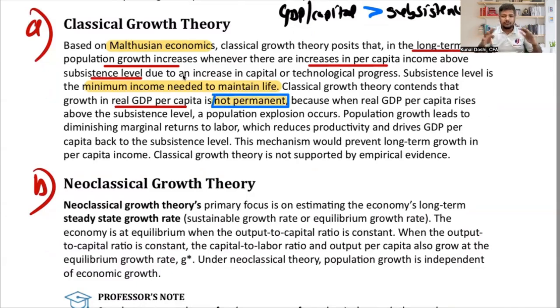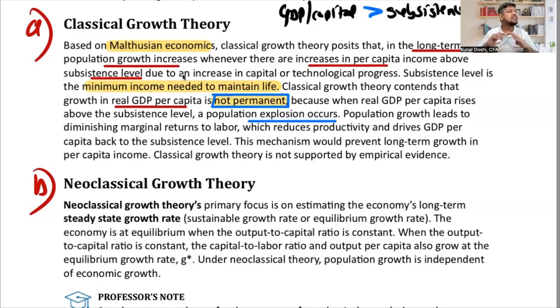Why? Because others will come in, and then the population will increase, and then it will lead to a point where the GDP per capita won't rise because of too much population coming up. So they are saying the GDP per capita growth is not permanent, and the reason is that there will be a population explosion. It can be either internal, where people are having more children, or it can be due to people coming from outside.